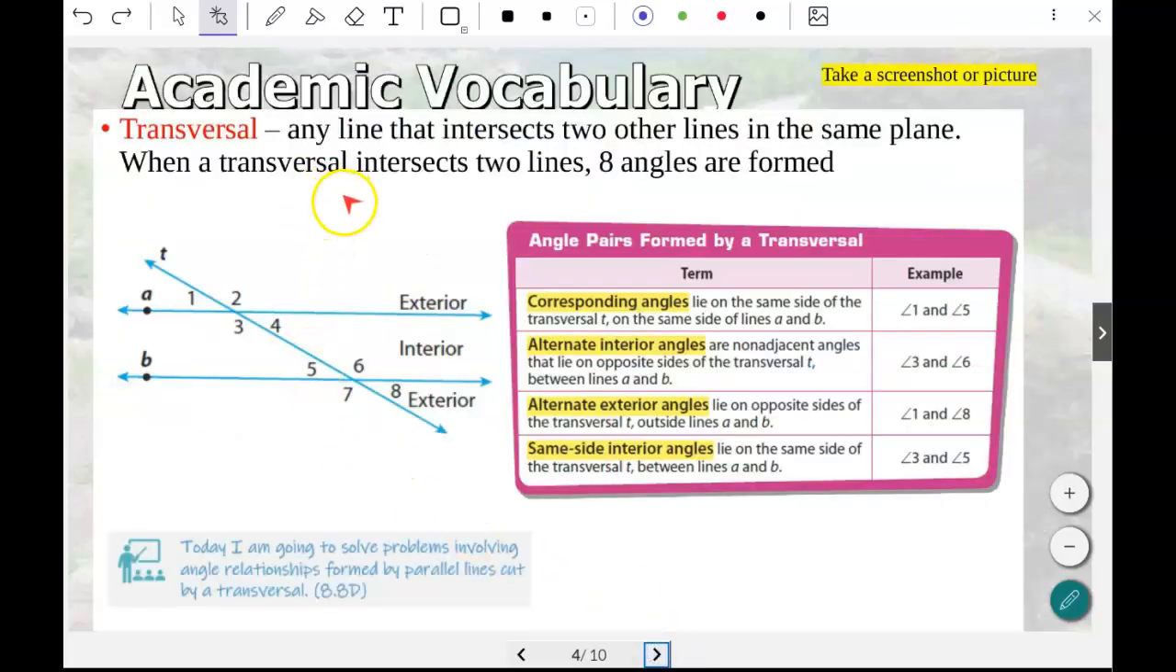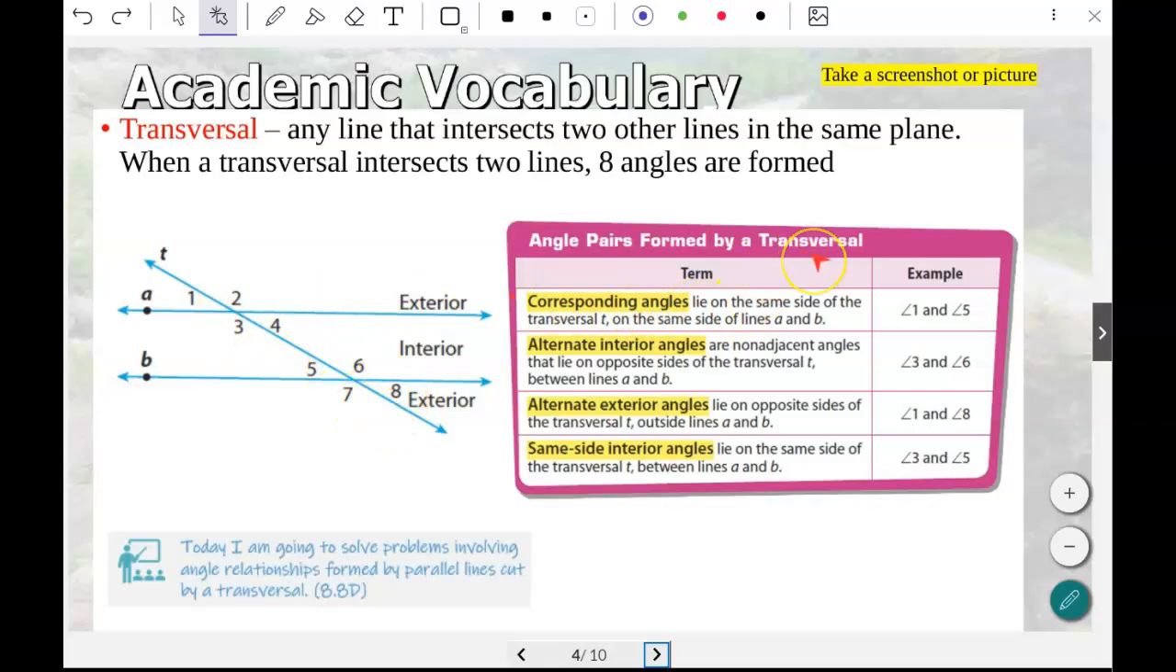So vocabulary, make sure you write this down in your math notebook or take a screenshot or picture. A transversal is any line that intersects two other lines in the same plane, and those two other lines are parallel. When a transversal intersects two lines, 8 angles are formed. And here they're labeled.